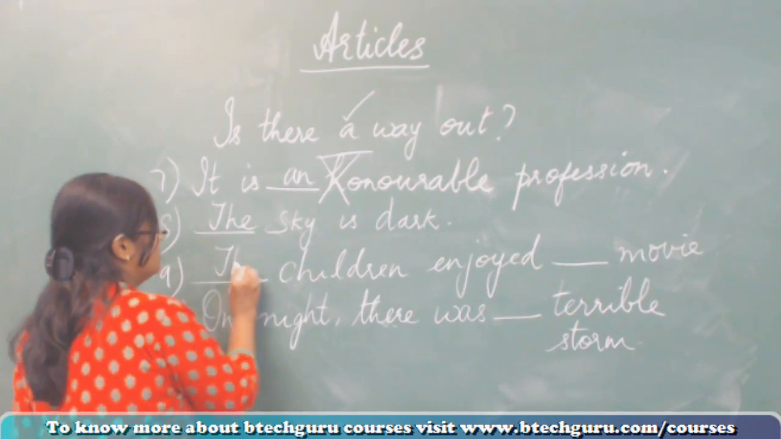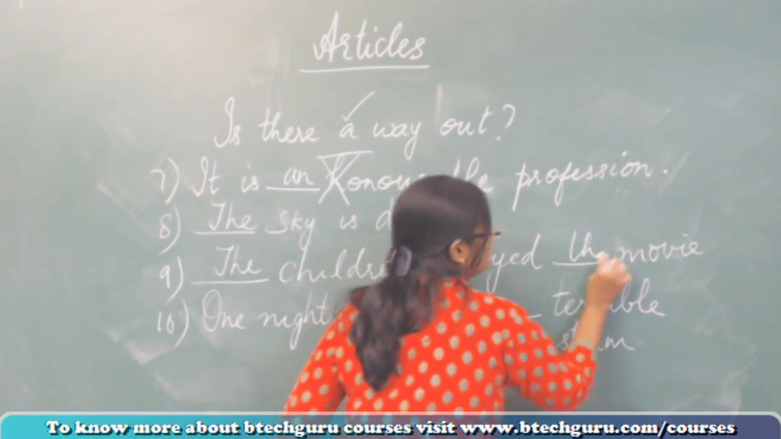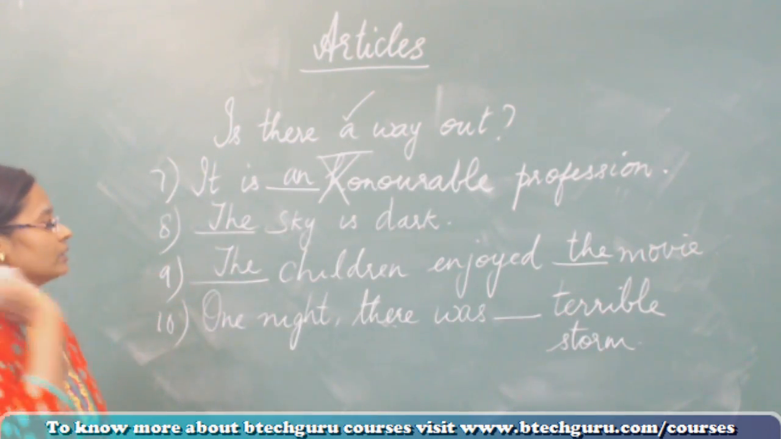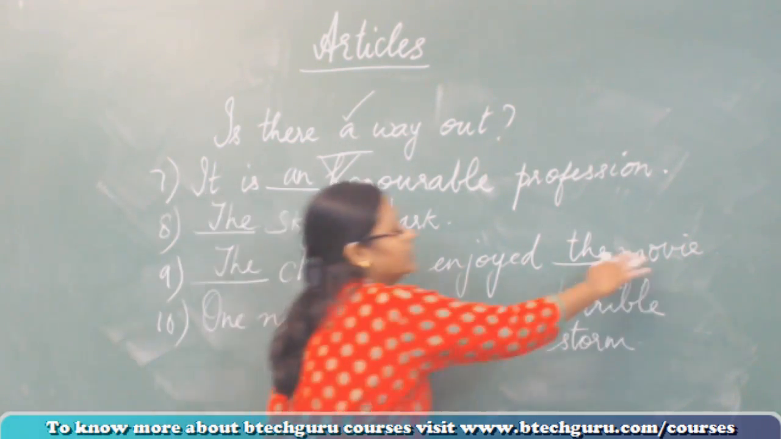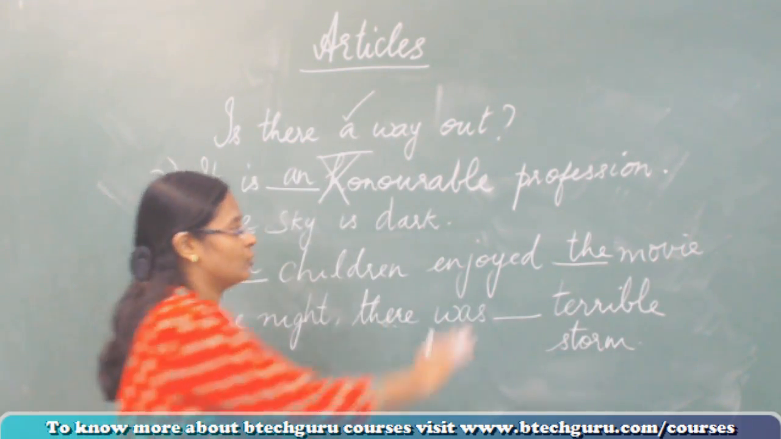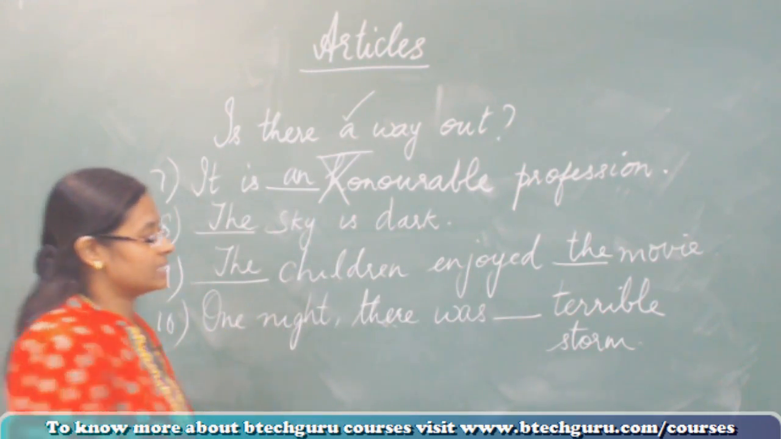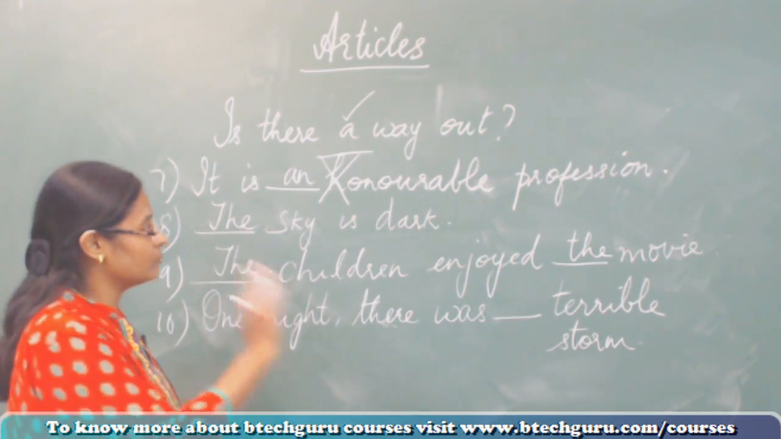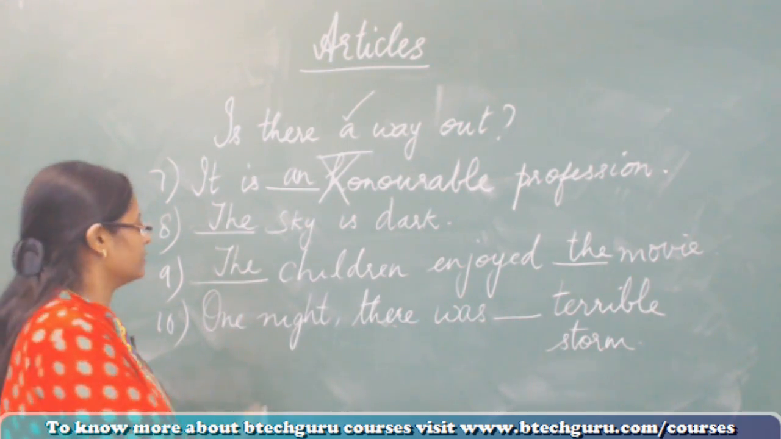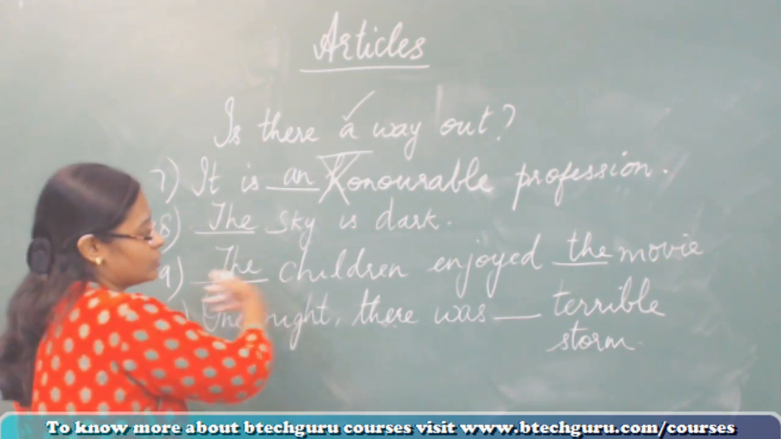Yes, both the blanks take the. The children enjoyed the movie. Yes, you are talking about particular children and a particular movie. Moreover, you get the clue from the tense of the sentence. It's enjoyed, past tense. So, it's a particular movie they saw that they enjoyed. Right? Okay, there's no doubt at all here.